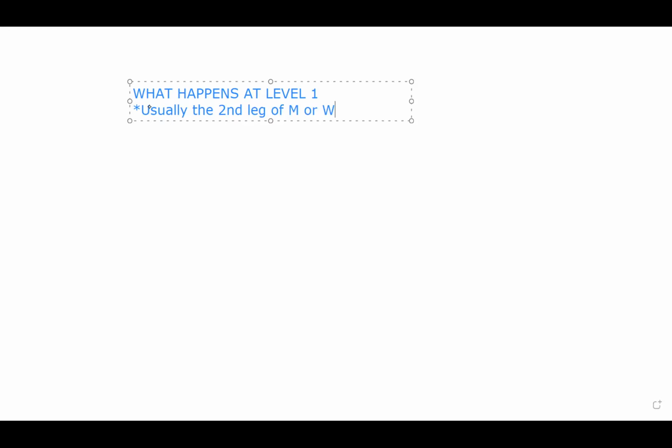That is the first thing to note about what usually happens at level 1. Number 2, it is usually driven by the market maker, so it is MM driven. Okay.